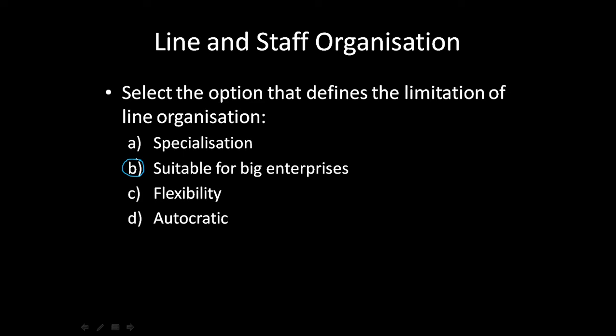When the enterprise is really big, this form of line organization is not sufficient. That's why this statement that line organization is suitable for big enterprises is false. So that's why it is actually a limitation of line organization. Others do not fall under the category of limitation. There is autocracy. There can be a little amount of flexibility if not fully. There can be specialization in the particular work, maybe not managerial, but the work specialization would be there. So all the other options do fit a little bit, but this particular statement in option B is actually the full limitation of line organization.